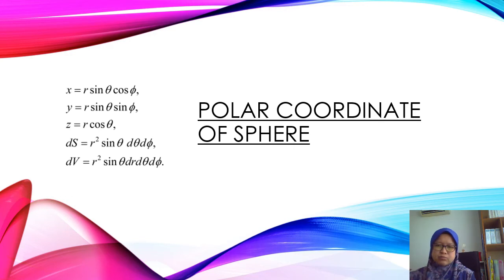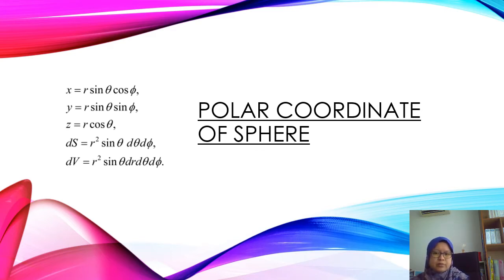So let us move to another polar coordinate, which is polar coordinate of sphere. The word sphere here means that this polar coordinate will be specifically used to represent the Cartesian coordinate of a sphere in terms of polar coordinate.